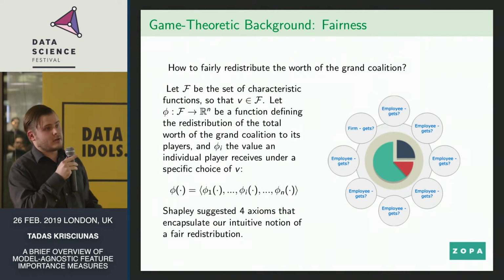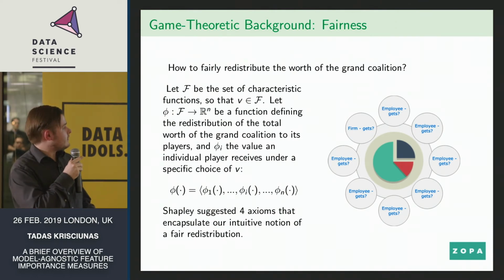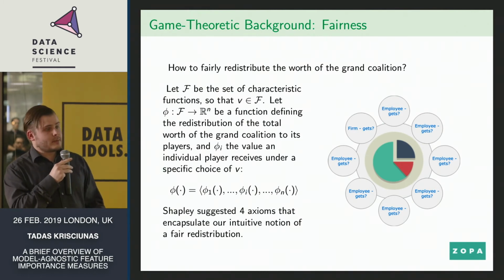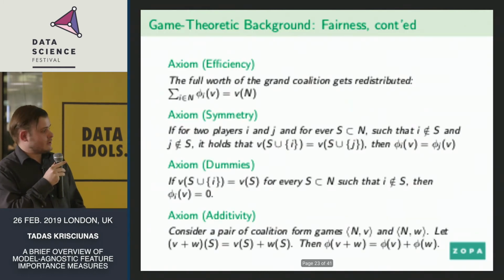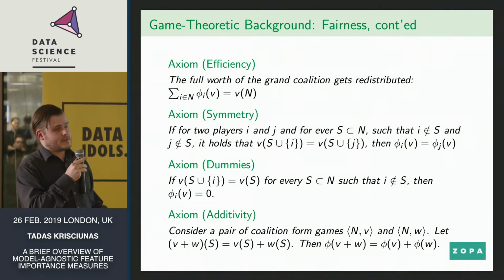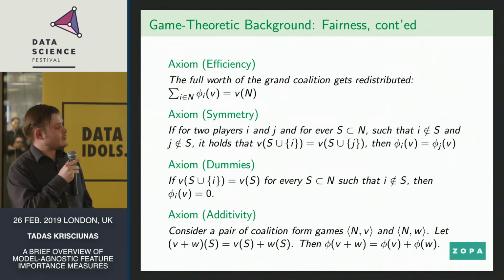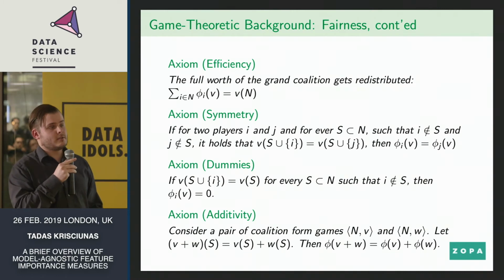And mathematically, we talk about a particular function phi, which represents that. Shapley's contribution are a set of 4 axioms which encapsulate what he considered to be fairness. And these are indeed quite agreeable axioms. So let's briefly go through them.